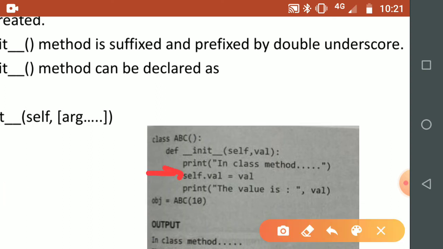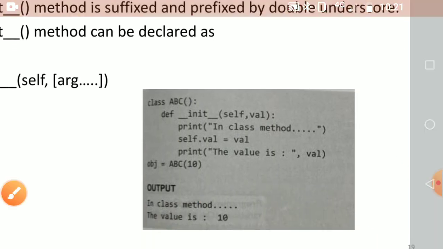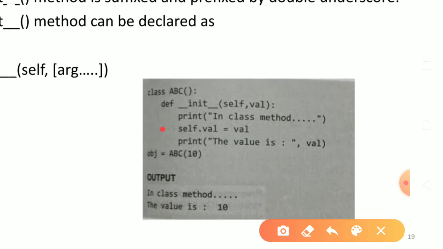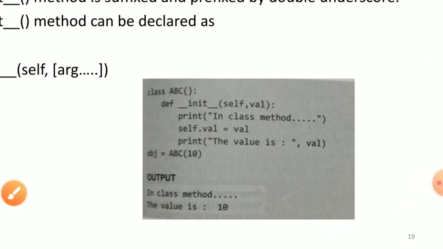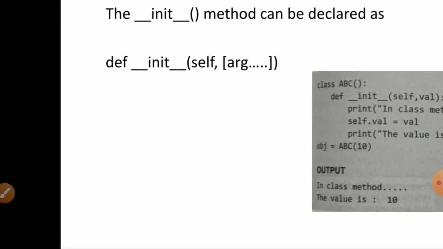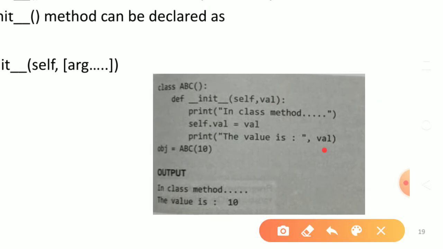Inside init, the print line will print the in class method string as it is. You can see the output here. Now the second line is self dot val is equal to val. The value of val is 10, and that value will get assigned to self dot val. Self is a reference to the current object, so this self dot val is a variable of the current object. That's why it is also known as an object variable. Now the next line prints the value of our val variable, which is 10. In this way we got the output like this.